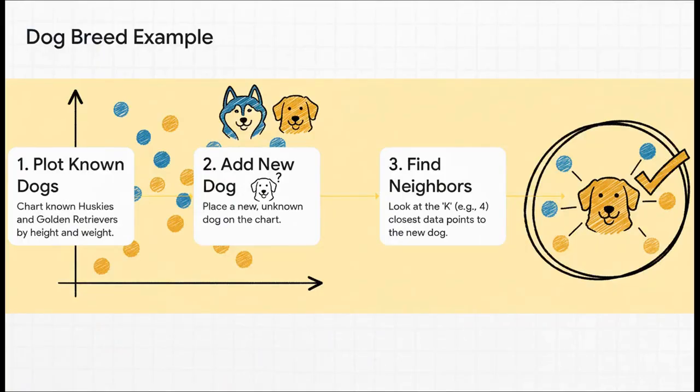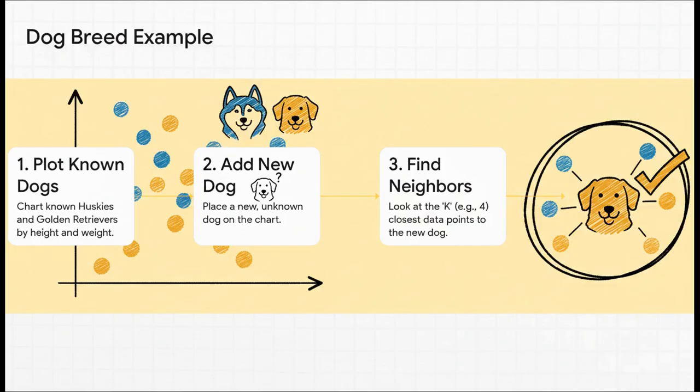And this dog breed example is just perfect. Imagine we have a big chart with height and weight. We plot all the dogs we already know. The Huskies go here, the Golden Retrievers go over there. Then we add a new mystery dog. What does the algorithm do? It just looks around. It finds its closest neighbors. If the K, let's say the 4 nearest dogs, are mostly Golden Retrievers, then what's our best guess? It's probably a Golden Retriever too.